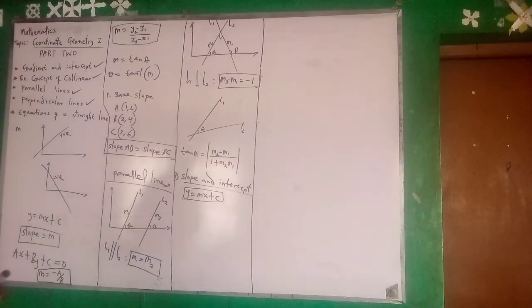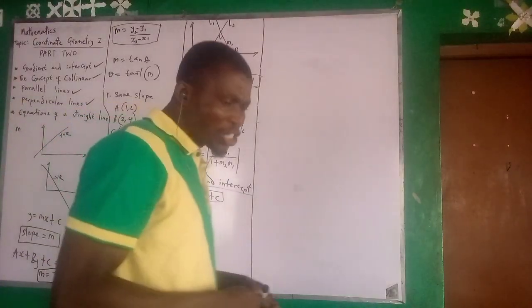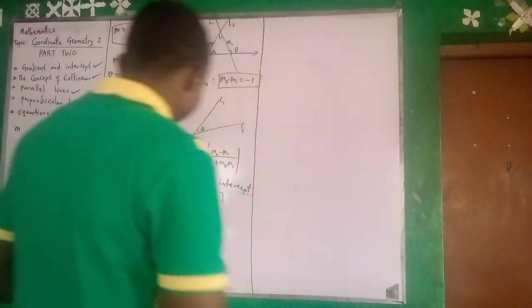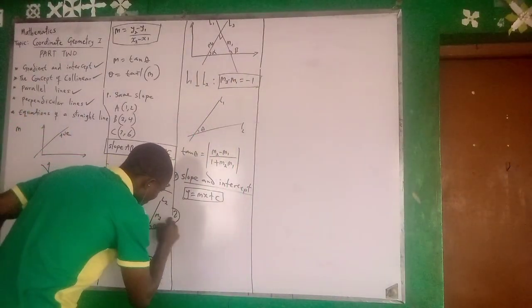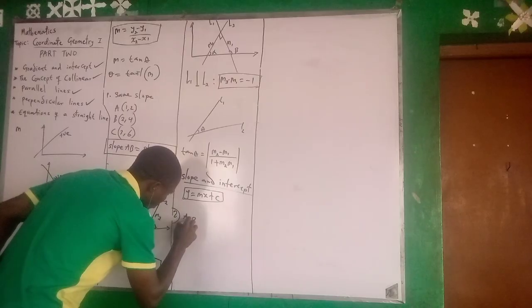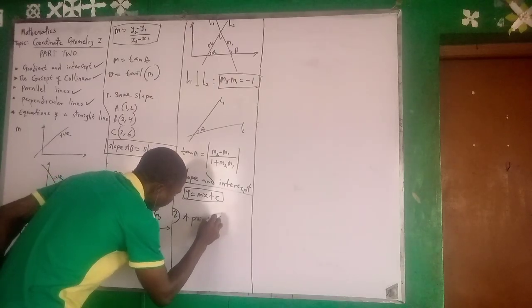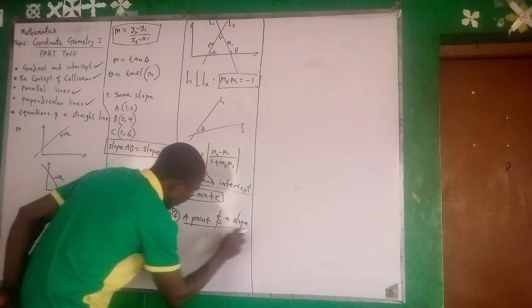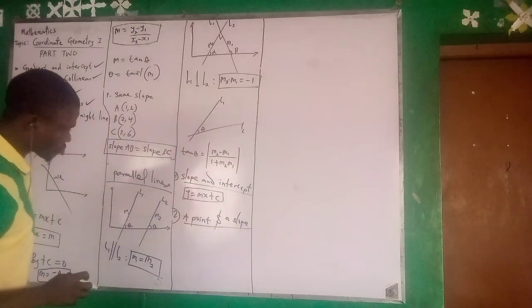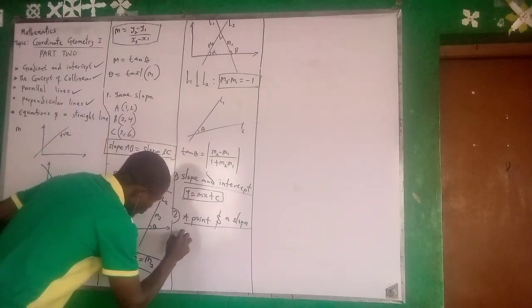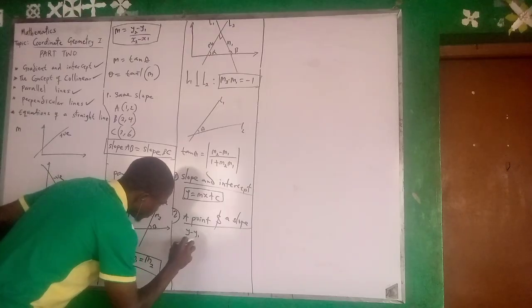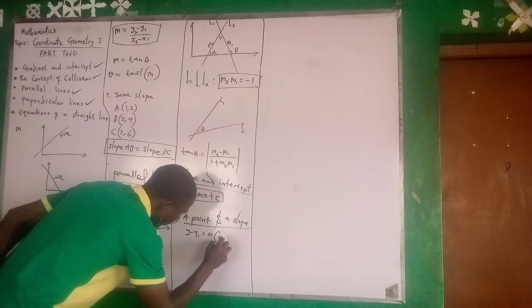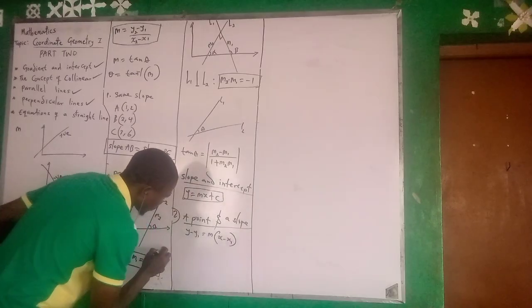Now, the next one, if Jamb gives me a slope and a point, that is 1 point and a slope, and they ask you to find the equation of the straight line, the formula becomes y minus y1 equal to m into x minus x1.